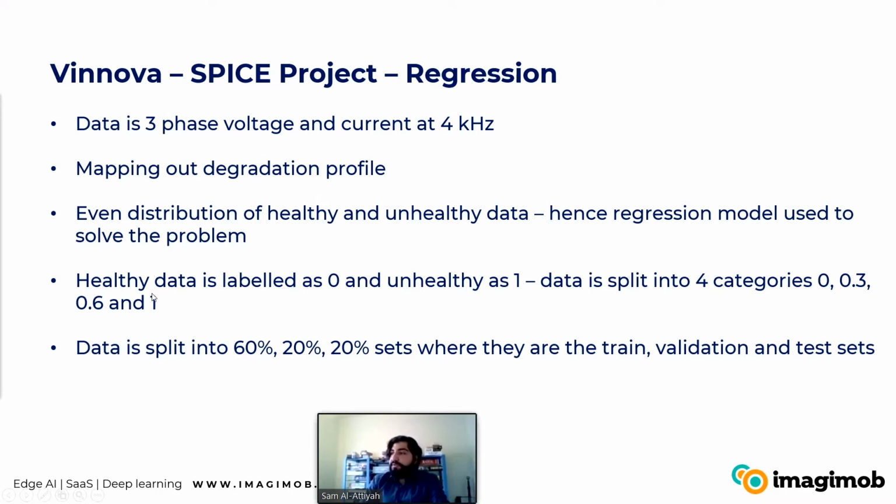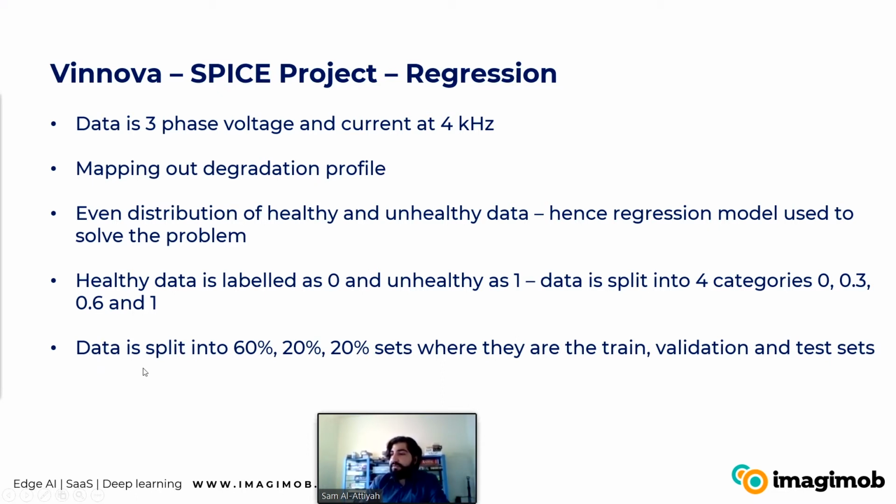In terms of actually labeling the data, we split it up into 4 different categories. The first quarter of the data was labeled as 0, which is healthy, the second quarter was labeled as 0.3, and then we have 0.6 and 1. So the idea is that you gradually evolve from 0 to 1.